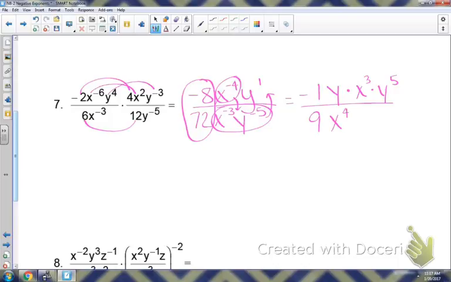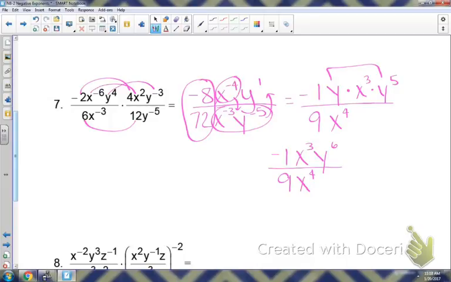Now notice we can multiply those y's together. So I have a negative 1. If you have more than one variable, put it in alphabetical order, so that would be x cubed. And then we're multiplying the y, so add the exponents, y to the 6th over 9x to the 4th.